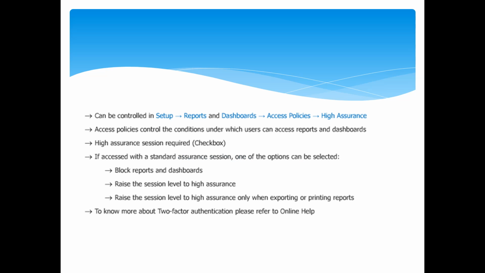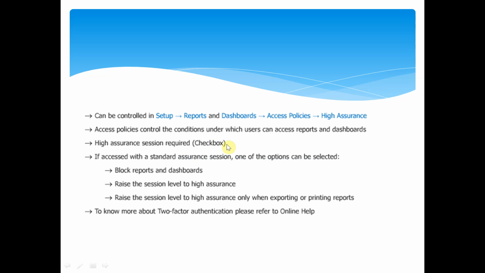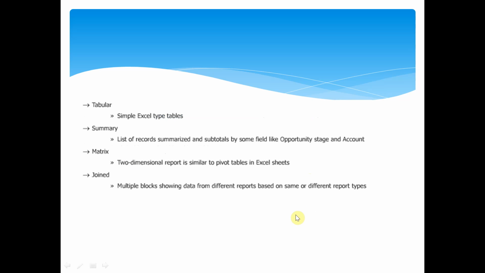Access can be controlled and you can set up your access policies. There is something called high assurance, to secure your reports based on two-factor authentication. If accessed with standard assurance, one of the options can be selected. You can block the reports, raise the session level to high assurance, or even block exporting. This is something you can look at later. These are the ways you can control report access in addition to the folders.